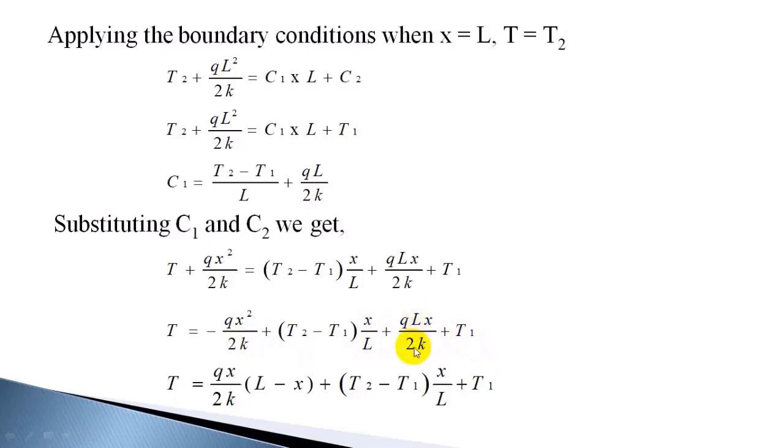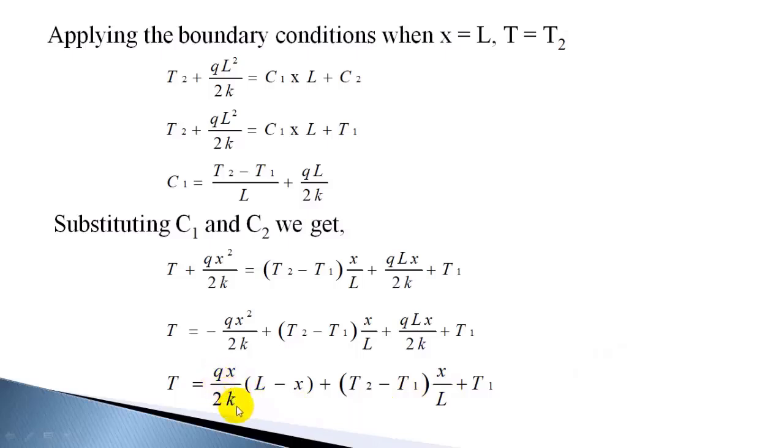Now we will take Qx by 2k, which is common in these two terms, outside. So Qx by 2k if you take outside, you will get L, and if you take outside, you get minus x. So Qx by 2k into L minus x plus T2 minus T1 into x by L plus T1. So this expression for temperature is the general case. Now let us substitute the given data.